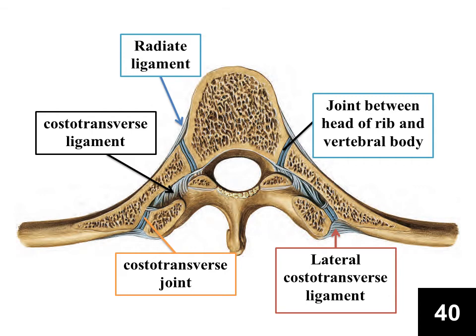costotransverse ligament. هذه inferiorly indicated on the left side by the orange color, and also you can see the costotransverse ligament اللي فوقها indicated by the black arrow. You can see the lateral costotransverse on the right side inferiorly indicated by the red color arrow. لاحظ the joint between the head of the rib and vertebral body indicated by the black arrow.